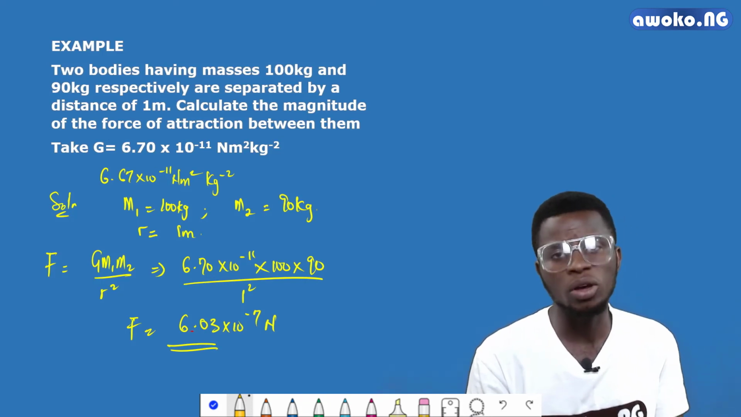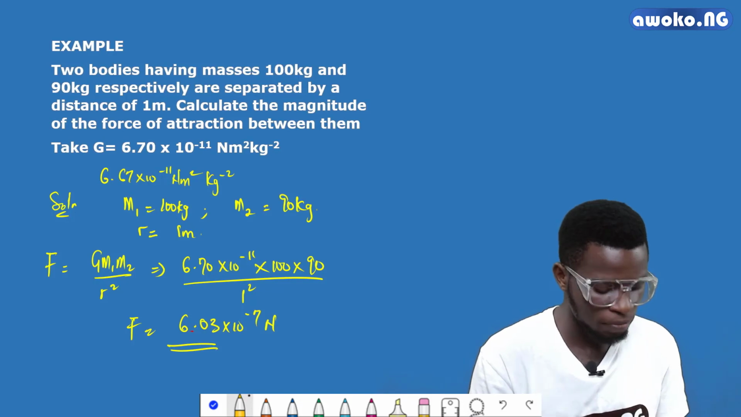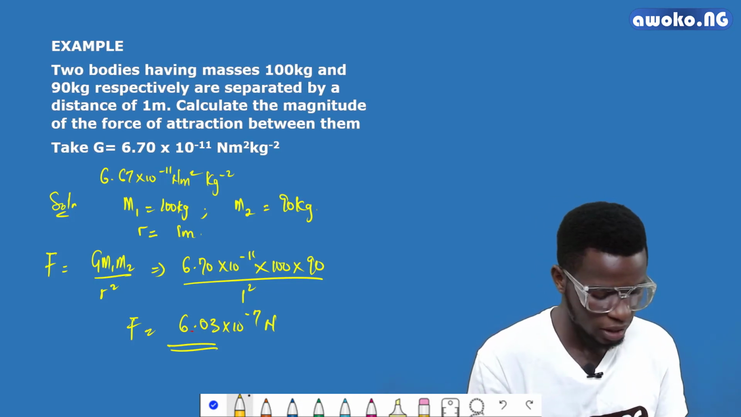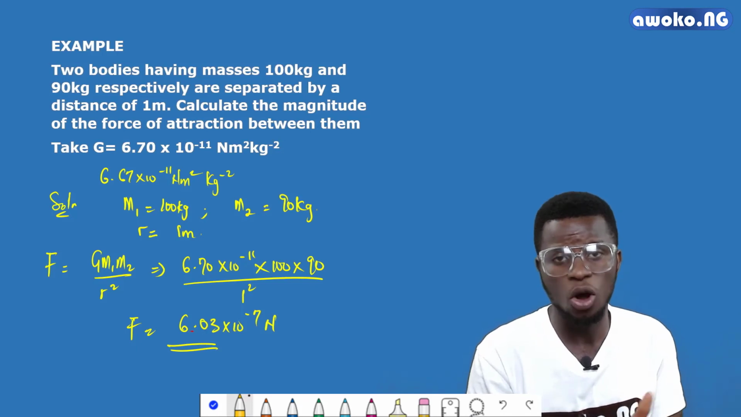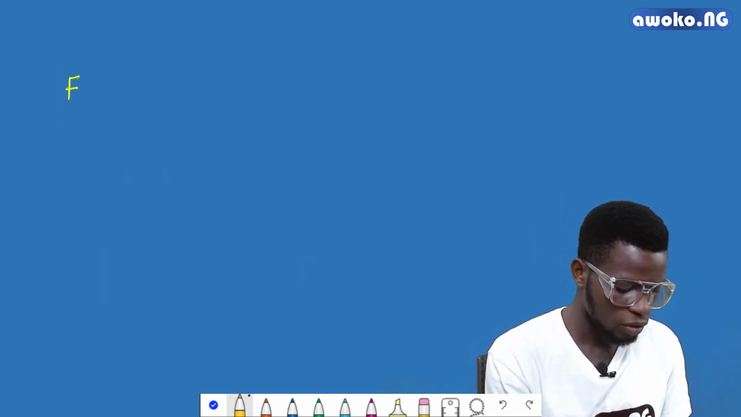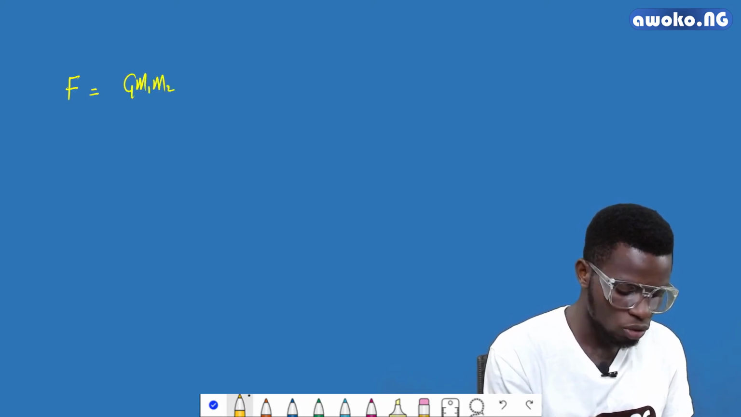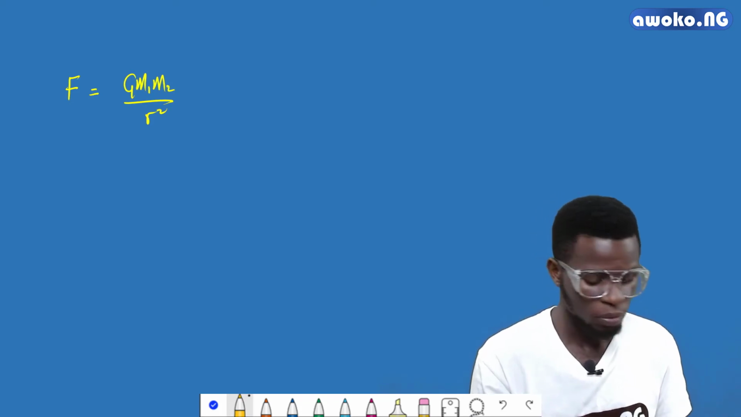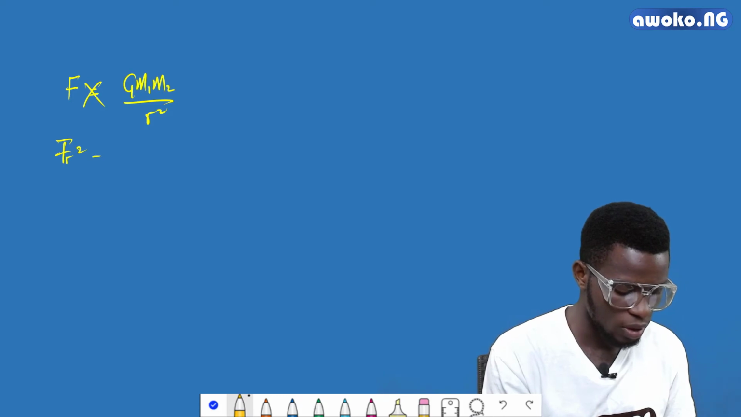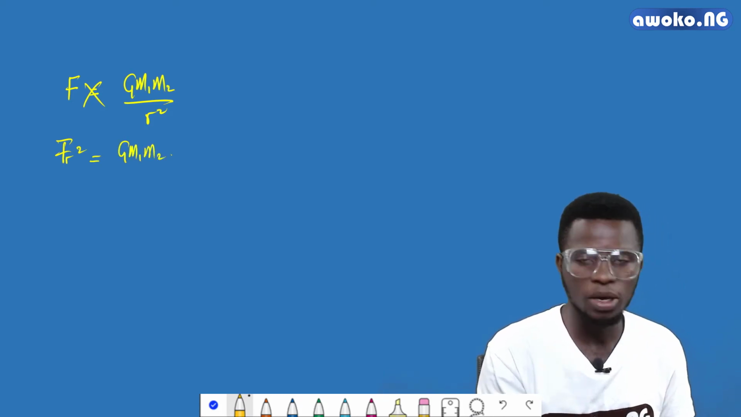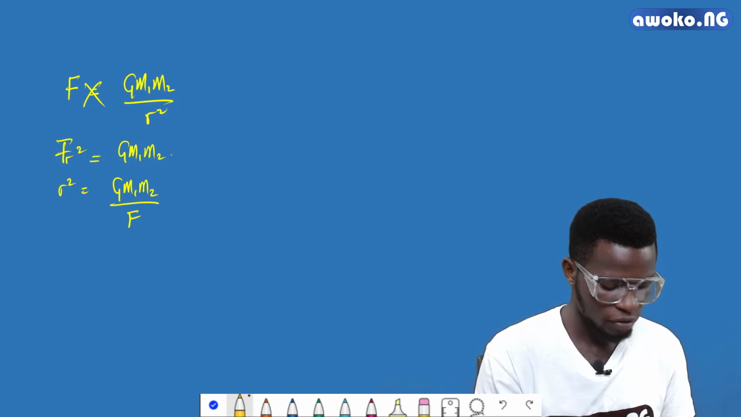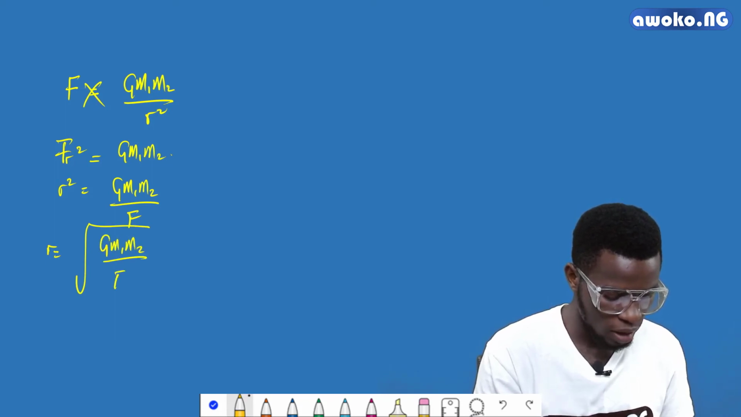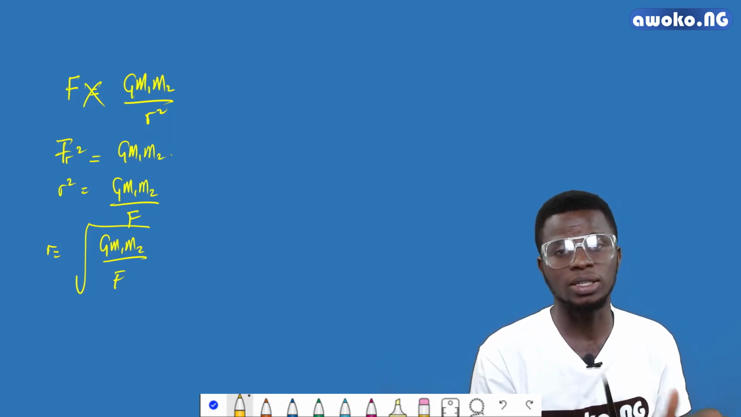You might be asked to find one of the masses or the distance between them, provided you are given the corresponding parameters. Okay, so for instance, if you're asked to find the distance between the two masses, all you have to do is to make r the subject of the formula. Remember that we have F equal to G m1 m2 over r squared. So if you're asked to find the distance between them, you just have to cross multiply, and this will give us F r squared equals G m1 m2. Okay, and if you make r the subject of the formula, we have r squared equal to G m1 m2 all over F. Of course, we are looking for r, not r squared. Therefore, r is equal to the square root of G m1 m2 all over F. Okay, so this is the formula for calculating the distance between the two masses.